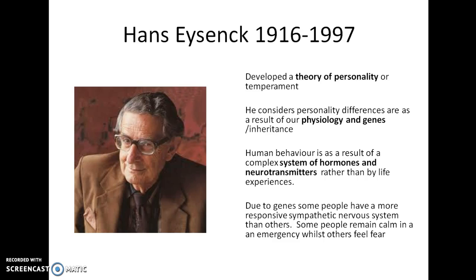So because of our genes, some of us have a more responsive sympathetic nervous system than other people. So some people remain calm in an emergency, while others will feel fear or anxiety. And Eysenck says that the type of personality we've got is really down to our genes. So if we relate that to things that we've just been learning about, it's actually saying that we're influenced by nature and not by nurture.